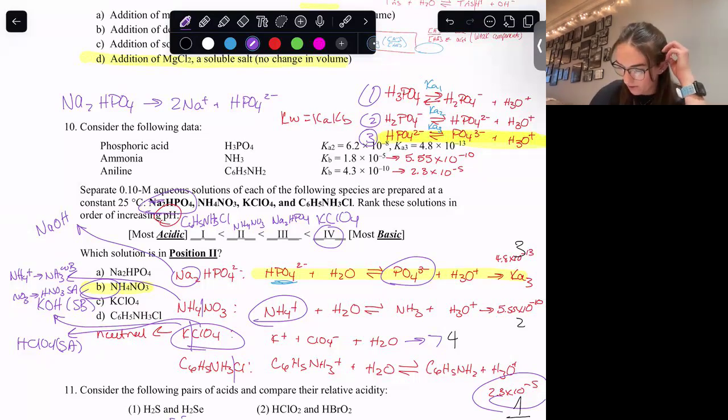If this solution was NaH2PO4, then that would be Ka2 instead of Ka3.